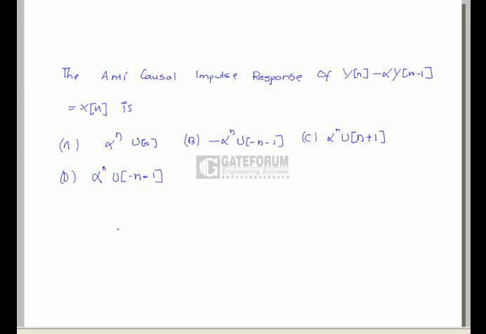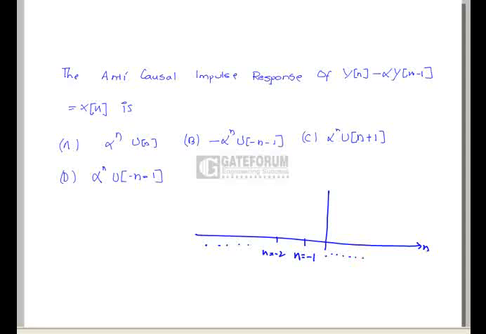Question is, the anti-causal impulse response of y of n minus alpha y of n minus 1 equals x of n is. Here anti-causal means the impulse response exists or is non-zero only for n equals minus 1 and minus 2, only on the negative axis, whereas for 0 and greater values of integer n, the impulse response is 0.